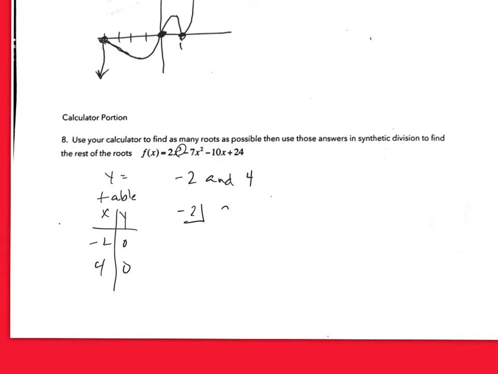Coefficients, 2, negative 7, negative 10, and 24. Now we know this works, so you better make sure you get a 0 as your remainder. And then we'll multiply that. So then here we add. Remember, you add up and through here. So we get negative 11. Negative times negative is 22. Add that. So we get 12. This is negative 24. So that's a 0.